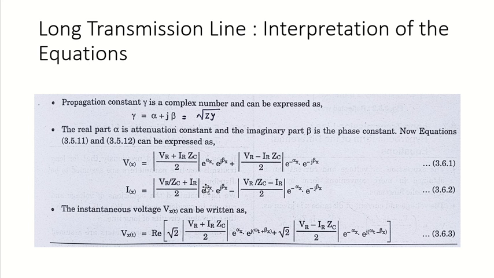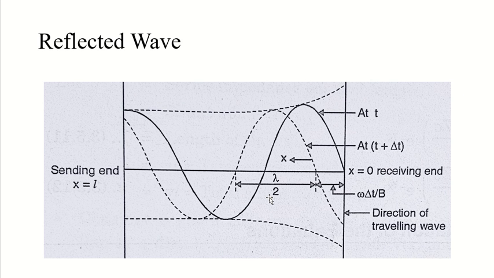We had a positive sign with alpha when it was increasing. Now we have a negative sign with alpha. Then what will happen? It will decrease in magnitude, right, exponentially, and it will be retarded in phase from the receiving end towards the sending end, right? And this wave, we will call a reflected wave. What will we call this wave? We will call this wave a reflected wave.